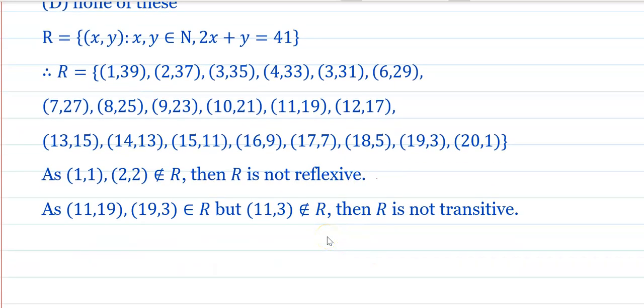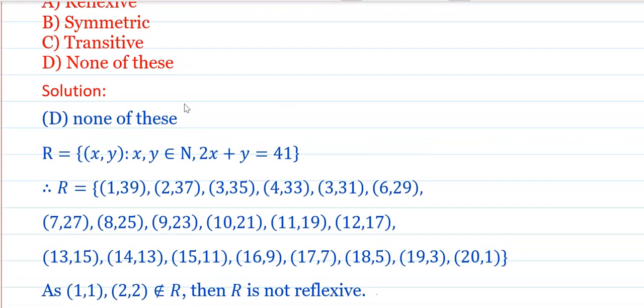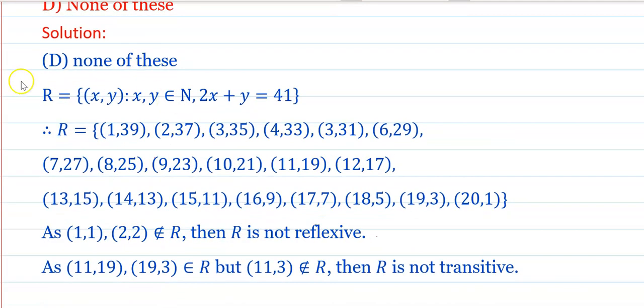Means what? We always observe the first and second. It means (11,19) and (19,3) are there. It means that (11,3) should be there, but (11,3) is not in R. Therefore, it is not transitive. And in this way, only the last option, that is none of these, is the correct one. Okay. I will take the next question.